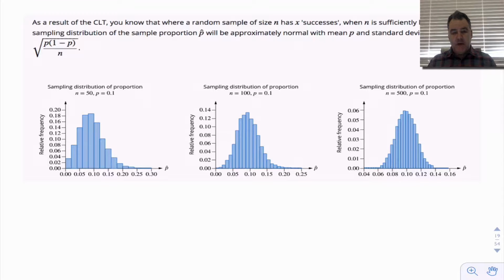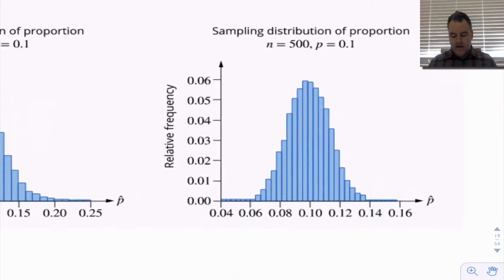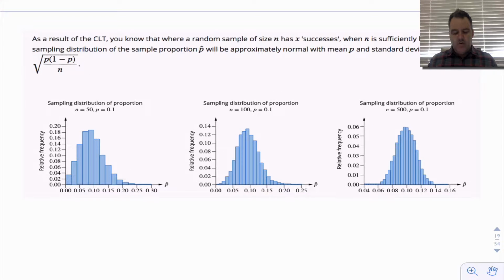Once we get up to n equals 100, we increase the value of n, it really does look like a normal distribution now. And the greater the value of n, the more closely it looks like a normal distribution. So the question is, what's the cutoff? How big do we need to be, and what does the value of p need to be so that this looks sufficiently like a normal distribution? Because both n and p come into play.